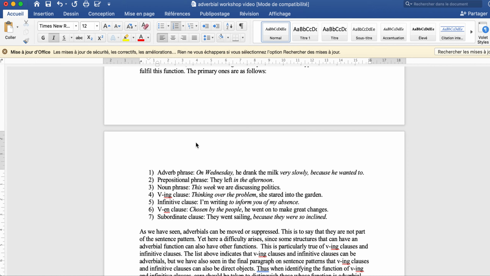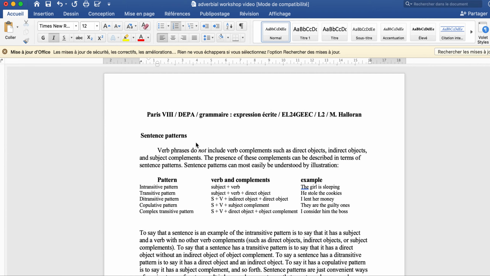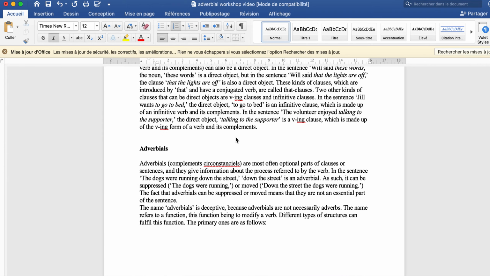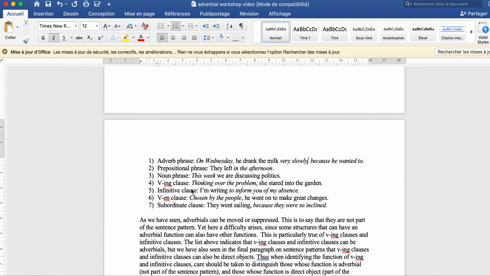By the way, I should tell you this document is sort of a revised version of a document that I've already given you. I've added one element, so you will find this document on the Moodle page, I should say, for this week.